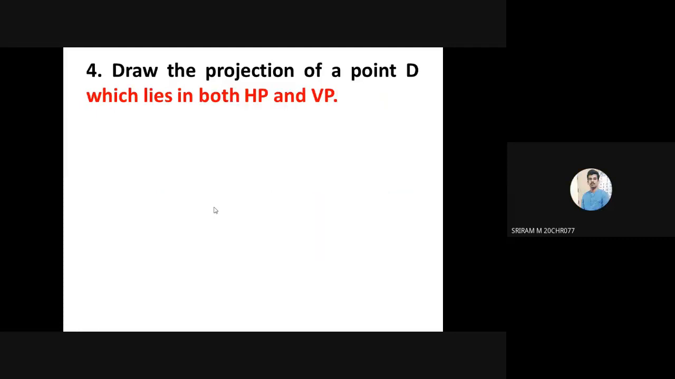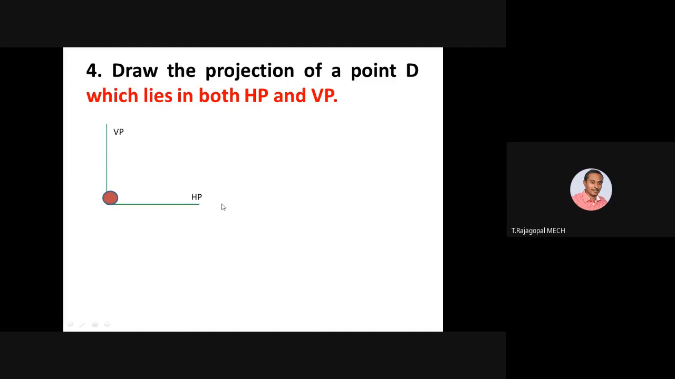Draw the projection of point D, which lies in both HP and VP. Which means the point should be on HP as well as VP. See, this point lies on both HP as well as VP, exactly on the XY reference line. In this case, if you see from the front view, the point is located exactly on the XY reference line as well as on the top view.